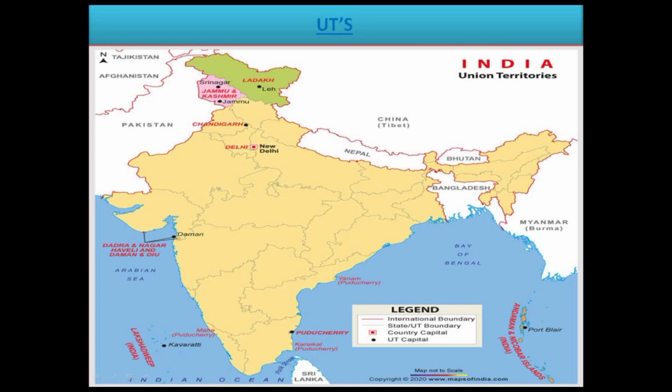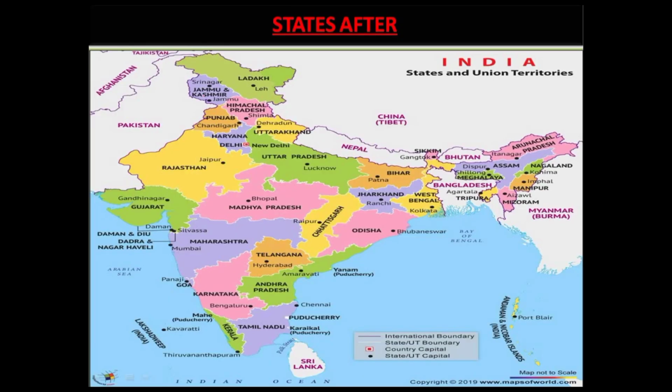I will show the next map, which makes everything clear. In this map we can see that these all combined make 28 states, and in the last slide we saw the total of 8 union territories we already counted, including Daman and Diu and Dadra and Nagar Haveli. So that makes the 8 union territories. I hope this is clear.